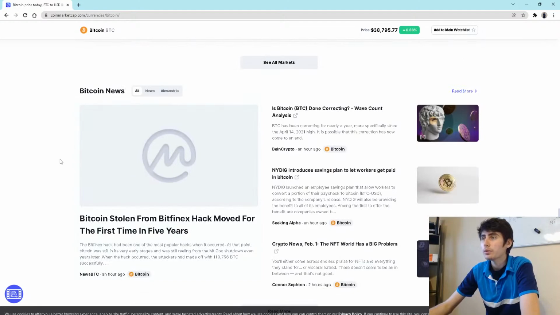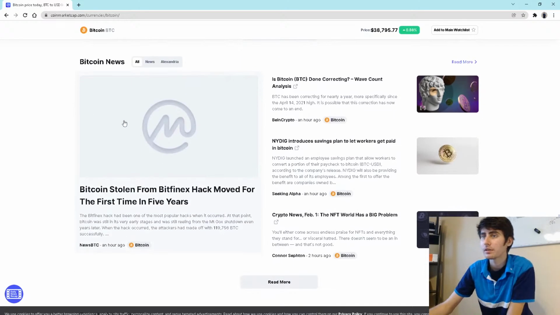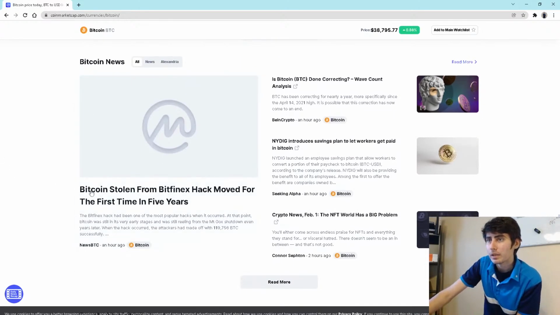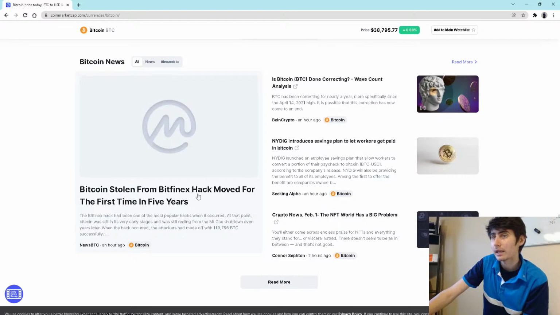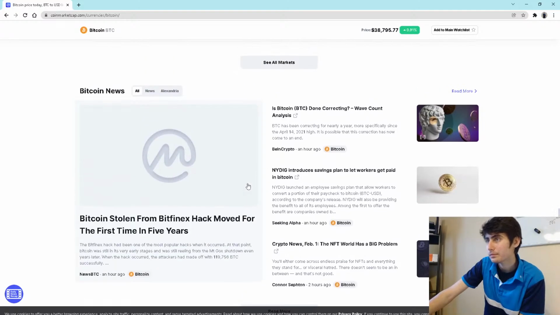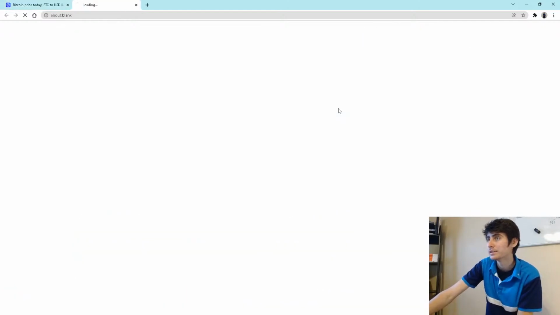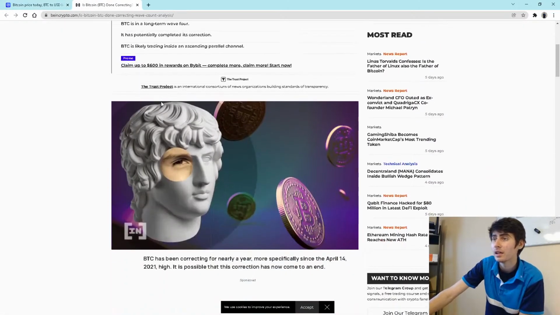So on the news though, there's some good stuff going around. Bitfinex, I guess, stole some Bitcoin, and the Bitcoin stolen from the Bitfinex hack is being moved for the first time in 5 years. So that's pretty cool. Saying, look at this article. Is Bitcoin done correcting? I think that's the question we're all asking.